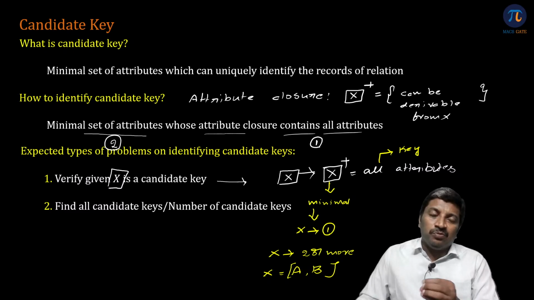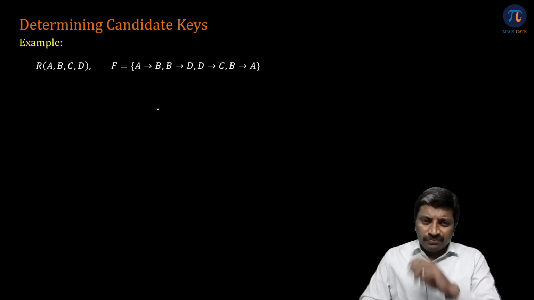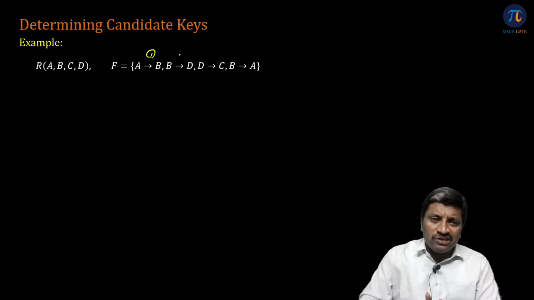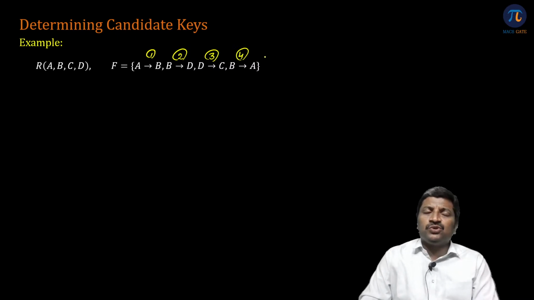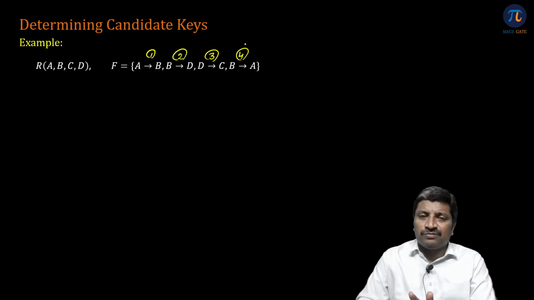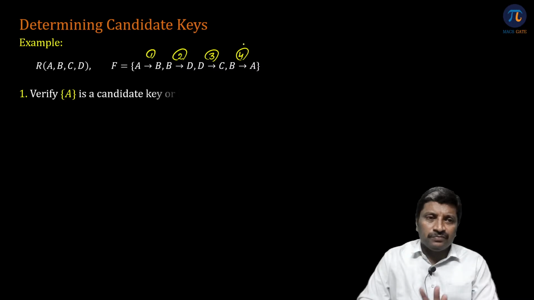So let me explain more clearly with an example. Suppose I have a relation with four attributes A, B, C, D, and these are the functional dependencies. They have given four functional dependencies. Let us do the first expected type of problem. Whenever they give a set, we need to verify whether it is a candidate key or not.